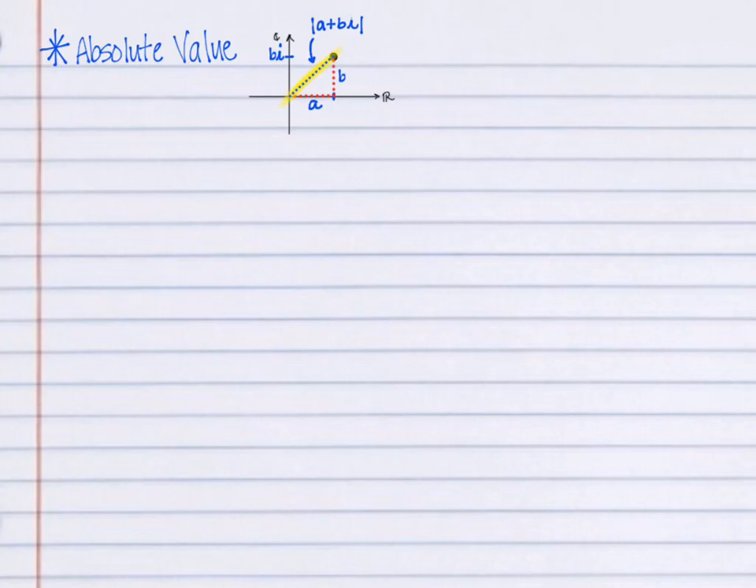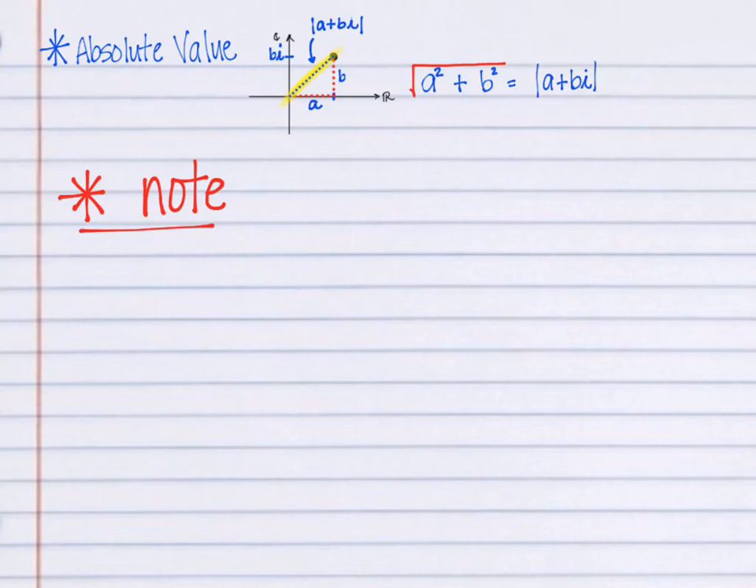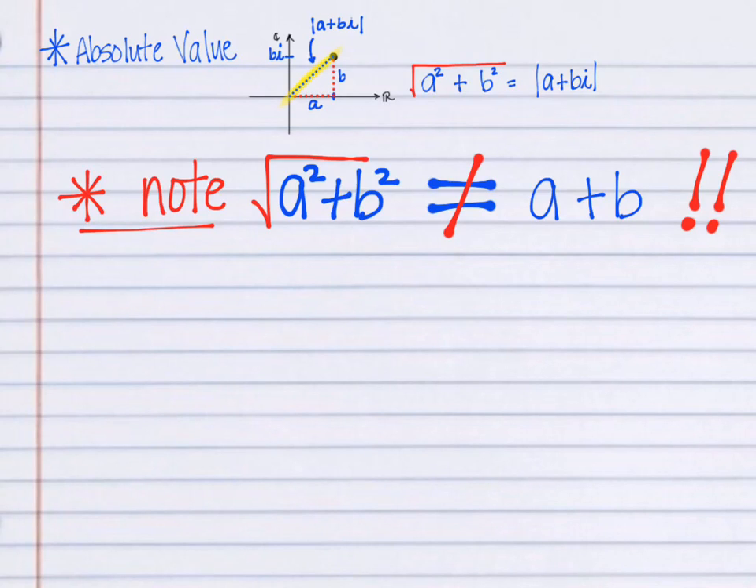So if we just look at the legs of the right triangle as a and b, the Pythagorean theorem tells us that a squared plus b squared is going to equal the hypotenuse squared. And we want to know what the hypotenuse, the absolute value, is, so we take the square root of both sides. At this point I want to remind you, this is very important because this is a mistake a lot of times: the square root of a squared plus b squared does not equal a plus b.